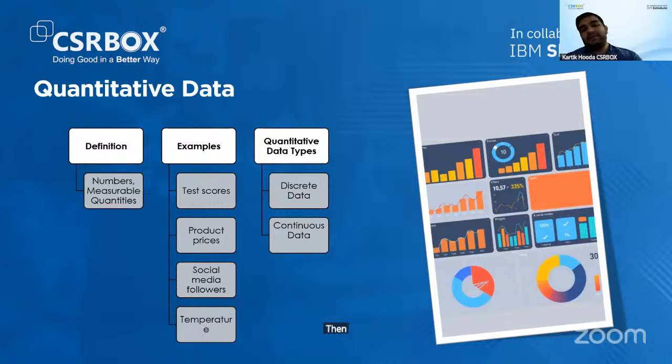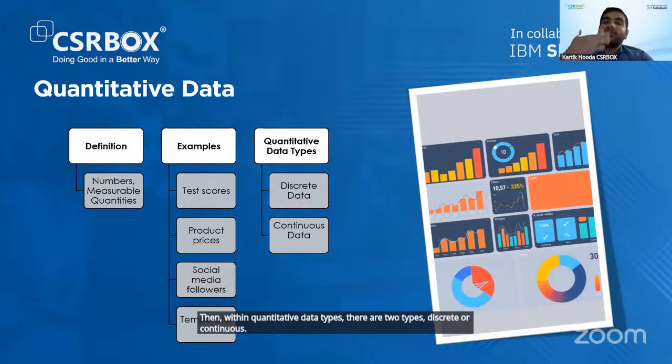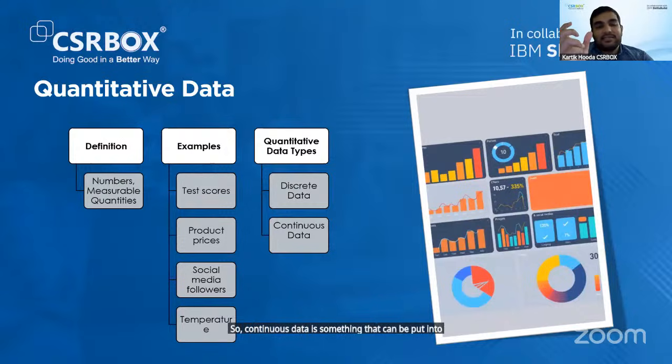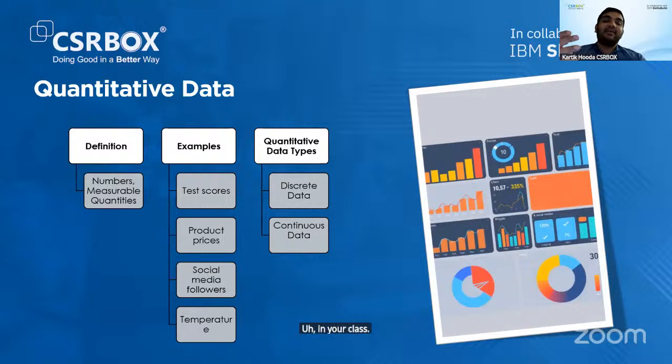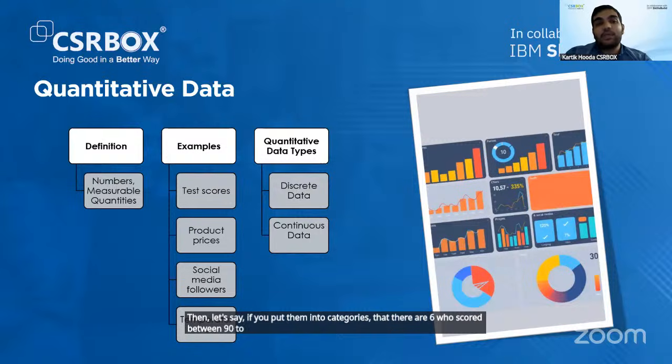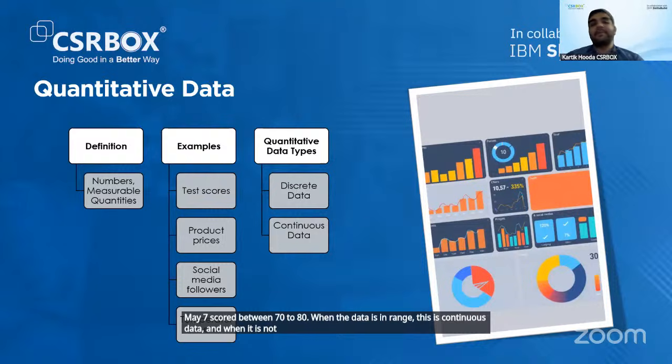Then within quantitative data type, there are two types, discrete or continuous. So continuous data is something that can be put into categories. If you take the example of your test scores that you've done in your class, then let's say if you put students into categories, that there are six who scored between 90 to 100, then 12 scored between 80 to 90, then maybe seven scored between 70 to 80. When the data is in ranges, this is continuous data, and when it is not, when there are independent values, that data is called discrete data.